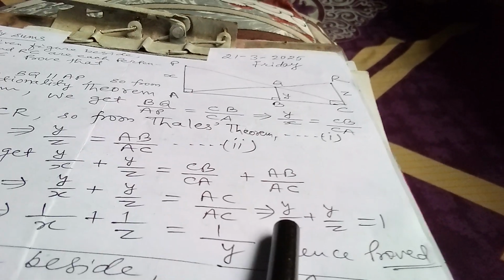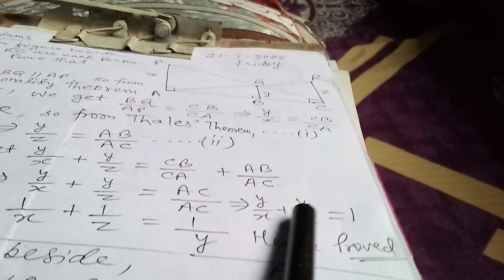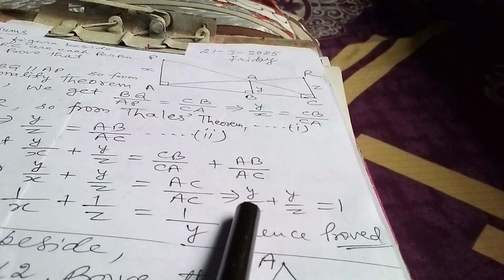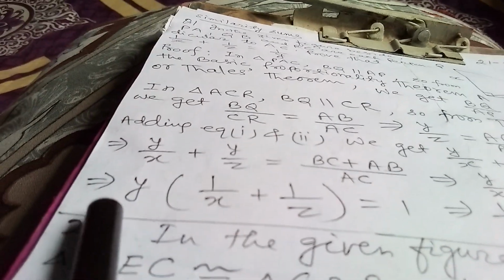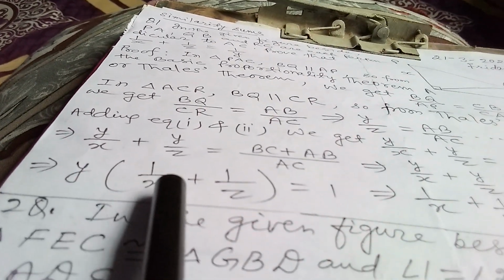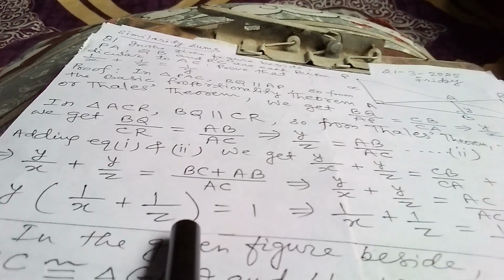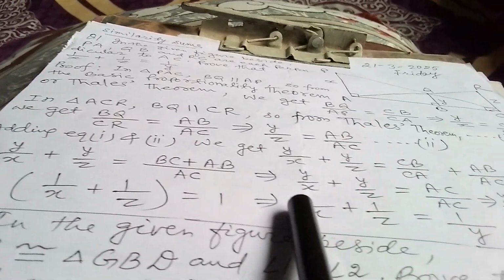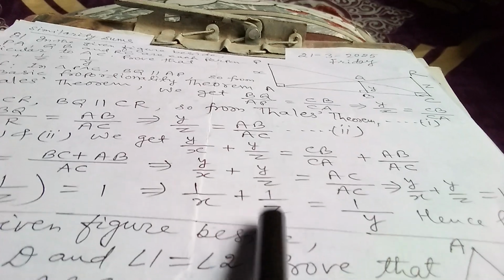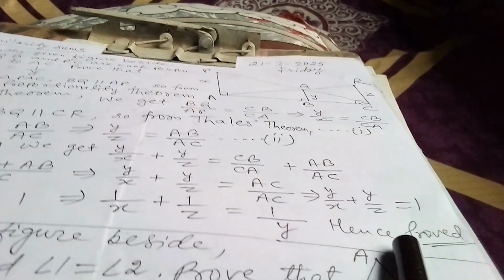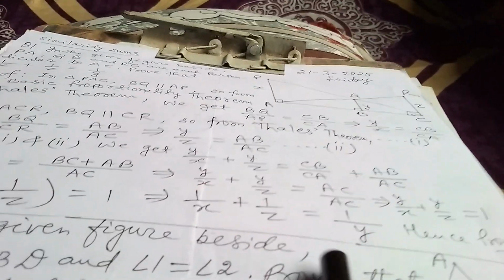Now here Y by X plus Y by Z, here Y we will take common, then here 1 by X plus 1 by Z will be left. So this implies Y into, in the parenthesis, 1 by X plus 1 by Z equals 1, and this Y will come to the right side, then it becomes 1 by X plus 1 by Z equals 1 by Y. Hence proved. This only we have to prove.